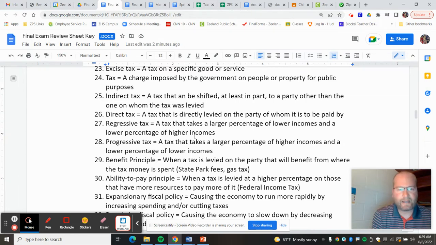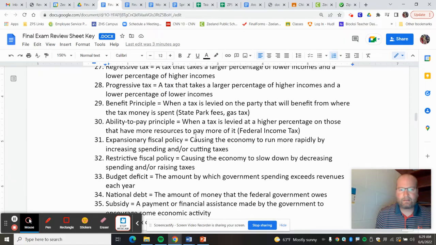27, a regressive tax. A tax that takes a larger percentage of lower incomes and a lower percentage of higher incomes. Again, that'd be like a state park fee, right? People with lesser incomes are paying more of it. A progressive tax. That's a tax that takes a larger percentage of higher incomes and a lower percentage of lower incomes. That'd be more like our federal income tax. People that make more pay a higher percentage of it.